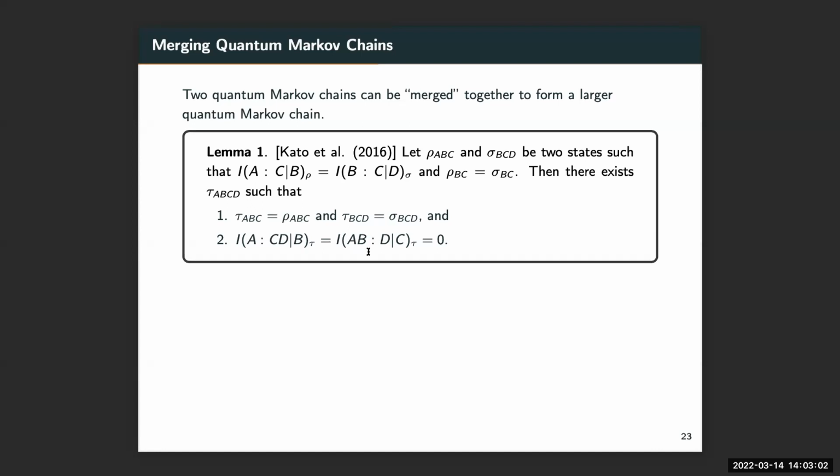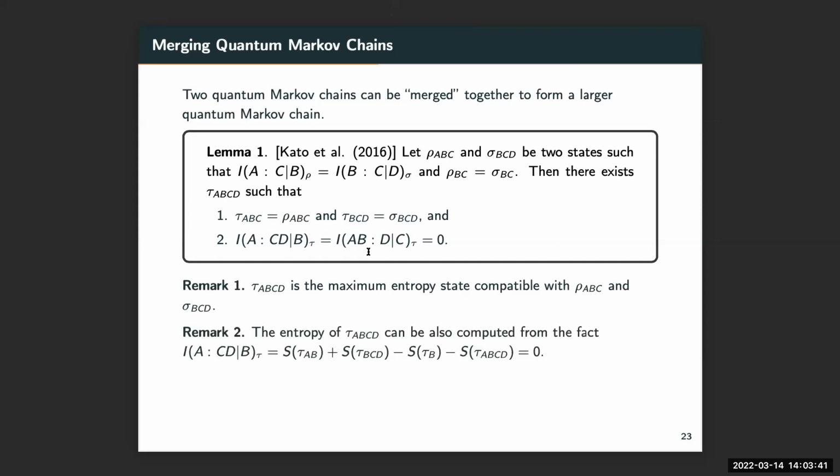Tau is, in this case, tau is unique, but that's because tau is the maximum entropy state that is consistent with rho ABC and sigma BCD. But there may be other non-maximum entropy states which are still consistent with rho ABC and sigma BCD, but they will not satisfy the second condition. So there are two remarks that I'd like to make. One, as I just said, is that tau is the maximum entropy state compatible with rho ABC and sigma BCD.